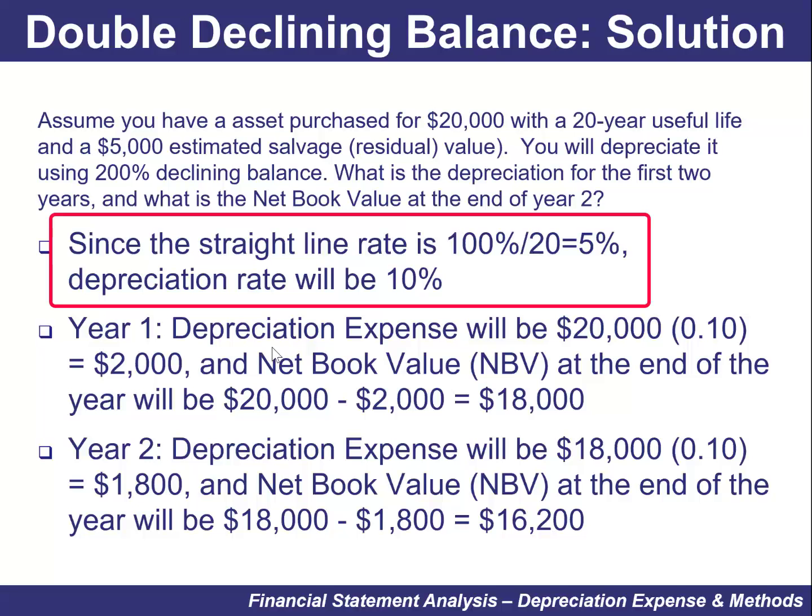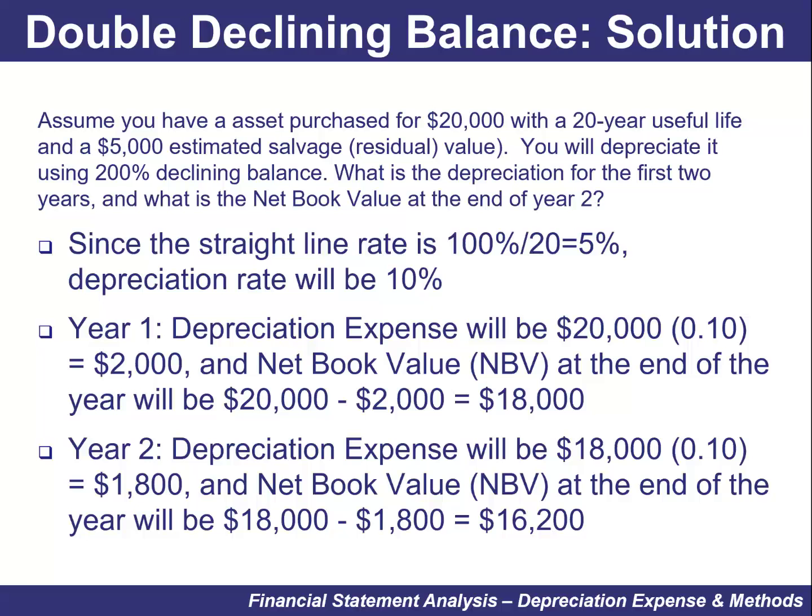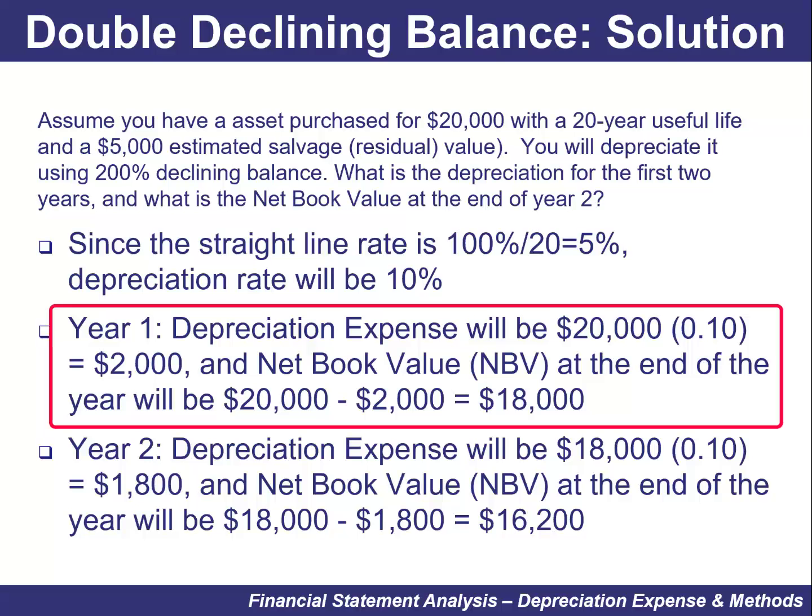You've got a straight line rate of 100% divided by the 20-year useful life, so you get 5% a year. That would be the straight line rate, and we're using a 200% acceleration factor. So our depreciation rate is going to be 10%. So in the first year, the depreciation expense is going to be $20,000, which is our book value at the beginning, times 10%. So it's going to be $2,000.